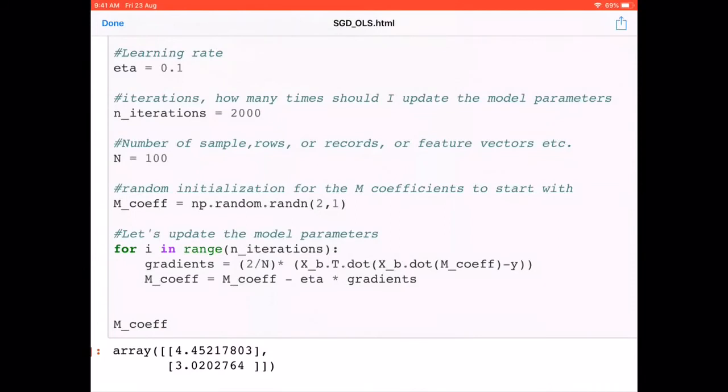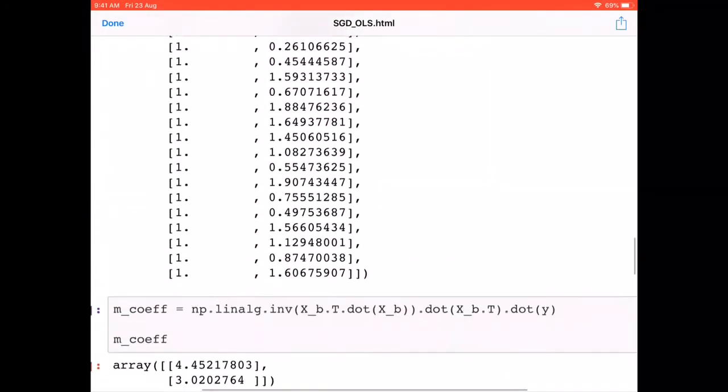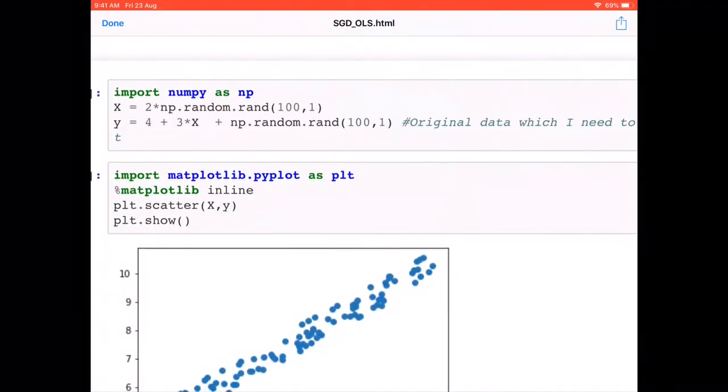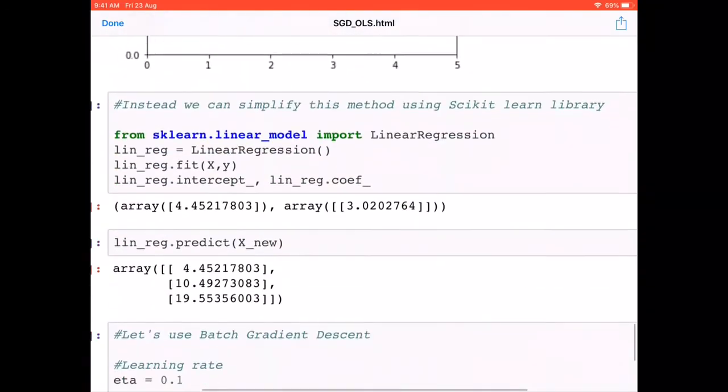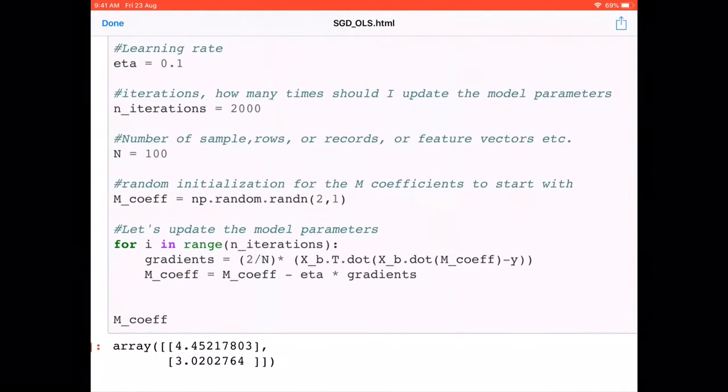So as we have seen in our code earlier, if we go all the way up, we have created a 100 record data set. I'm just scrolling down. So the coefficient, again, in order to create your model or calculate your model parameters, we have to make sure that we start somewhere, and that is where we create a random initialization.